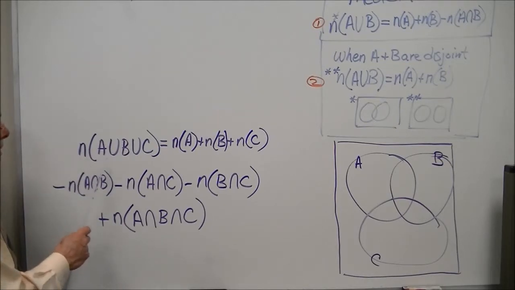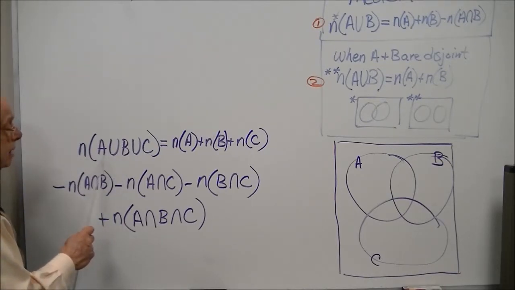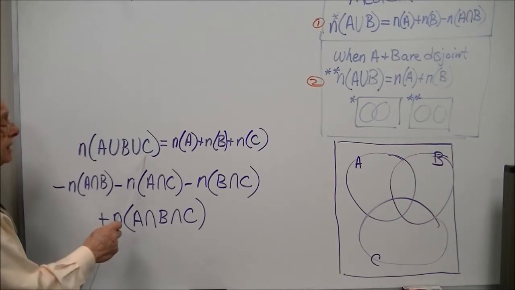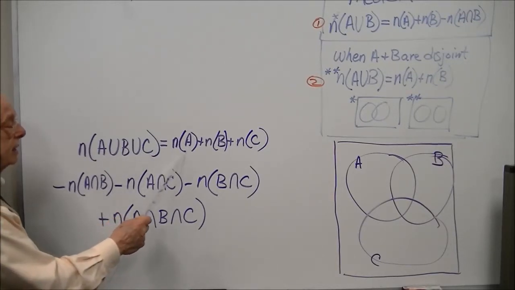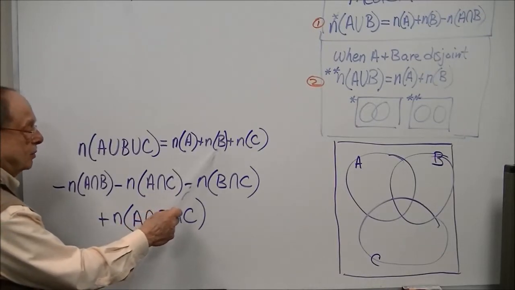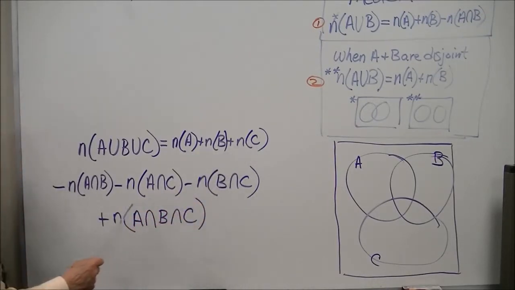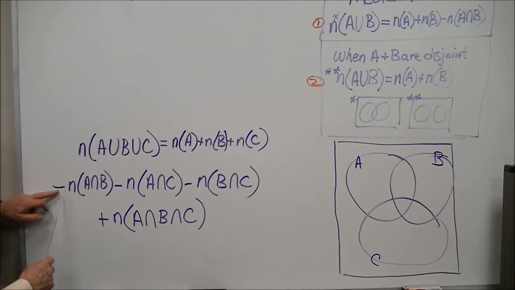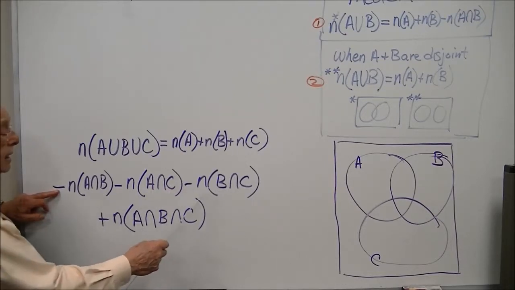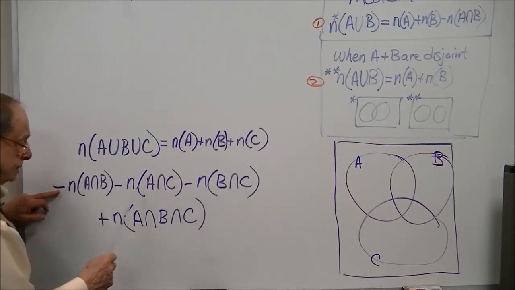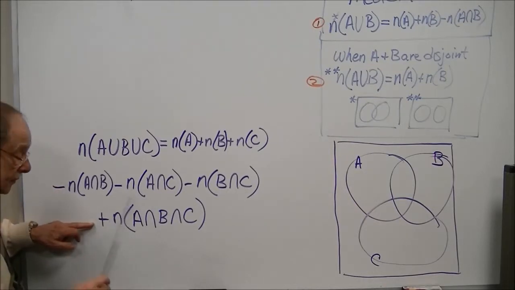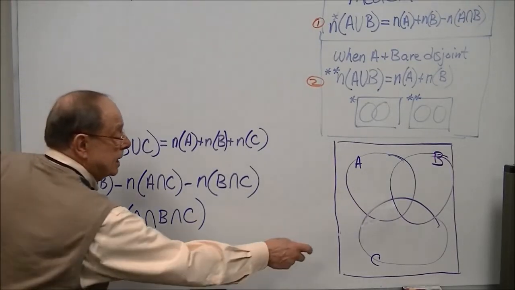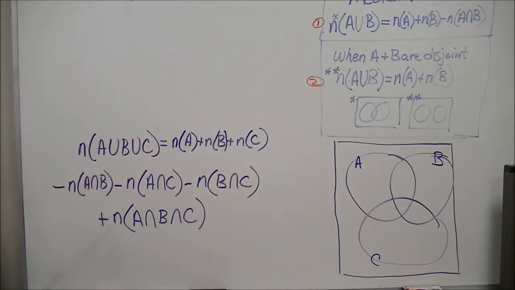Well, here, the number would be the union of all the elements in A, B, and C, which is individually the number of A, the number of B, the number of C, and now we're going to subtract the intersections of A and B, A and C, B and C, and then we're going to add the final one, this intersection right here, and that will give us the total elements in all of these.